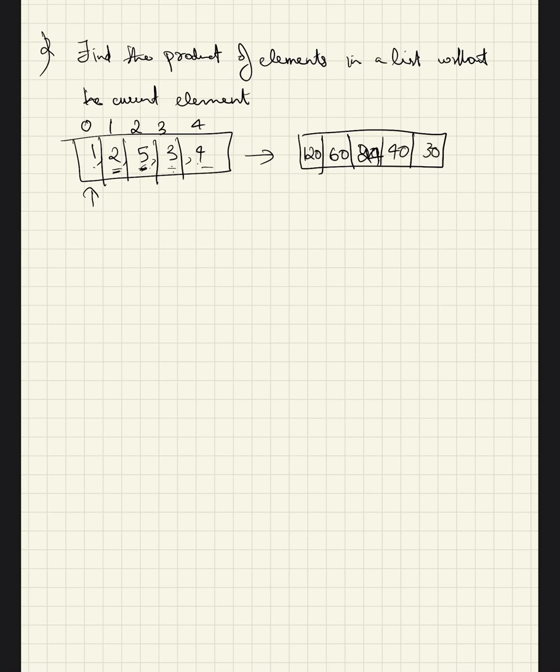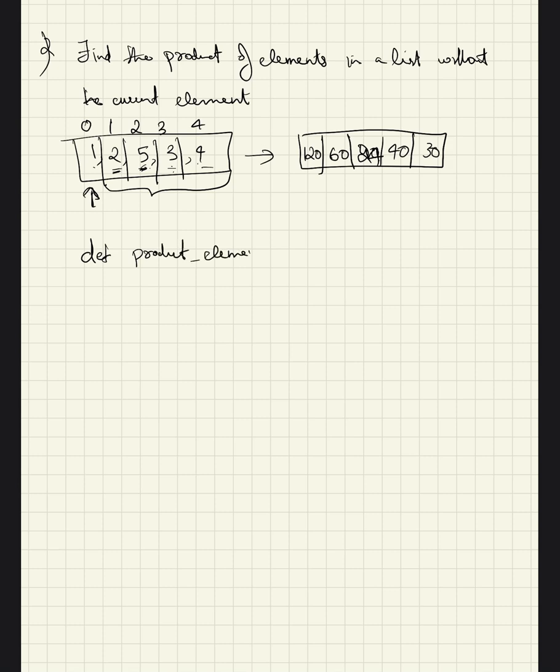So that's the program that we want to write. Basically as we are moving through the list, we should skip the current index element and then find out the product of all the other elements, right? So we can write first a brute force solution for it, which will be very straightforward. So let's write the brute force solution.